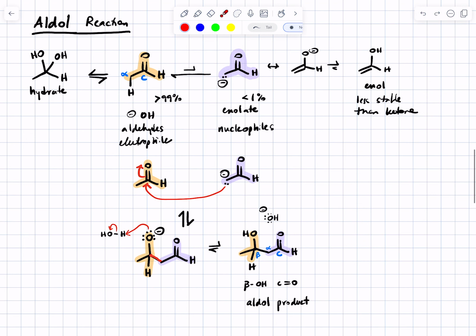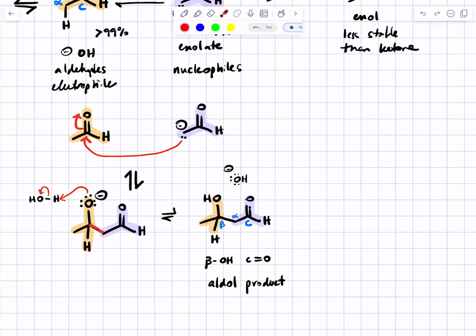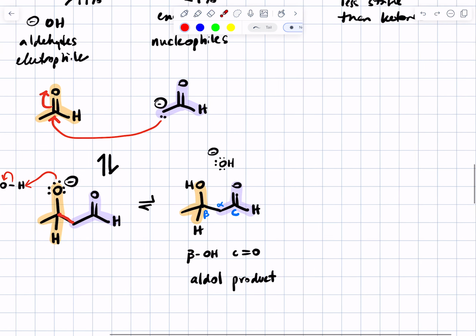Okay, questions so far about this mechanism? Go ahead. Is the E1cB reaction to dehydrate, is that also reversible? Yeah, we haven't talked about that yet, but we will, and it is reversible, yeah. Other questions before we go there?